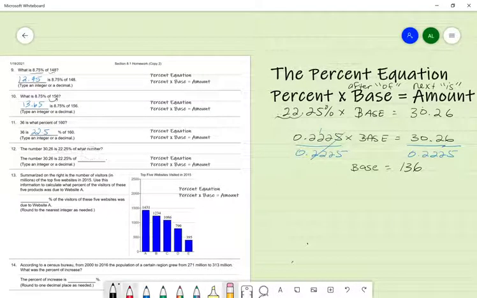So going back to my answer space, I can write the number 30.26 is 22.25% of 136.